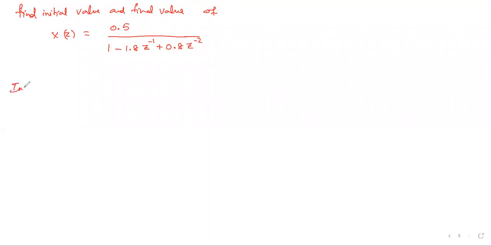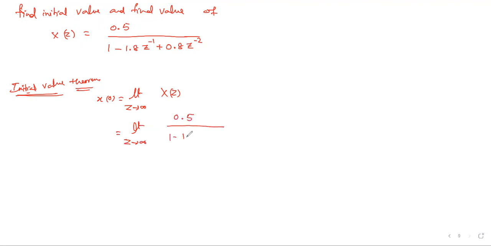Now what is the initial value theorem? By using the initial value theorem, I need to find x of 0. x of 0 is limit z tending to infinity of x of z. Now what is x of z? 0.5 divided by 1 minus 1.8 z inverse plus 0.8 z power minus 2. Now z tending to infinity means z inverse, which is nothing but 1 by z, will become 0. So you will get 0.5 is the initial value.